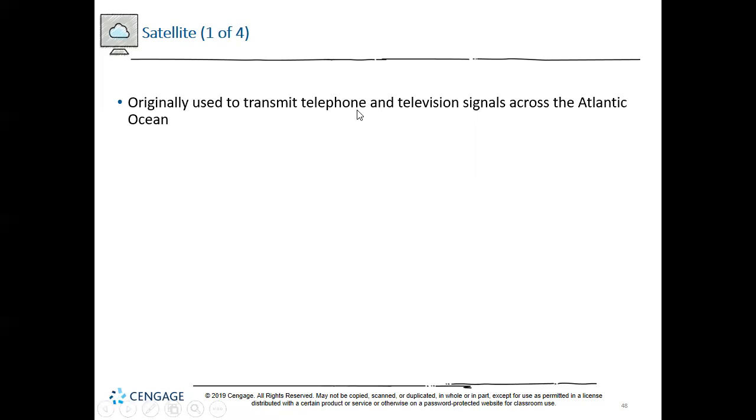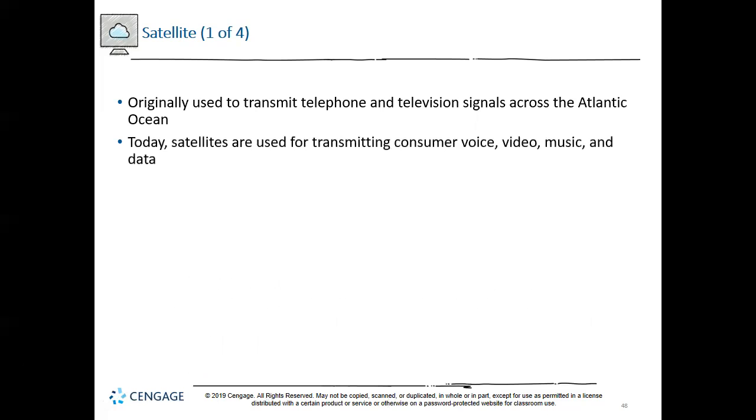And as it says, they were originally used for telephone and television signals. So people could watch TV and see stuff in the United States that was happening in Europe, and vice versa. That's what they mean by across the Atlantic Ocean. So people could make phone calls from London to New York. Now they do have cable that goes under the oceans, but satellites were also used a lot for TV.